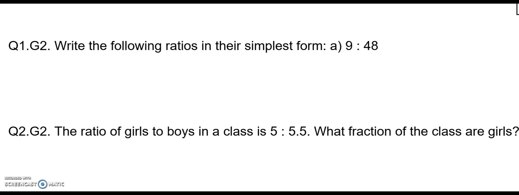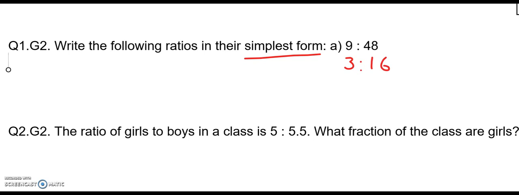So what is that number we can divide both of them by and have an answer as a whole number? So we've got 9 and 48, and both of these can be divided by 3. So dividing 9 by 3 gives us 3, and dividing 48 by 3 gives us 16.